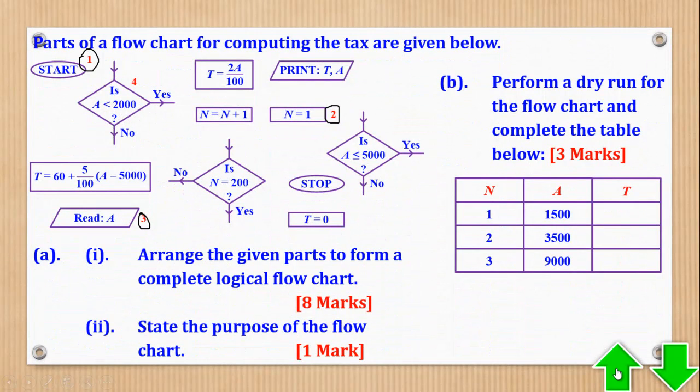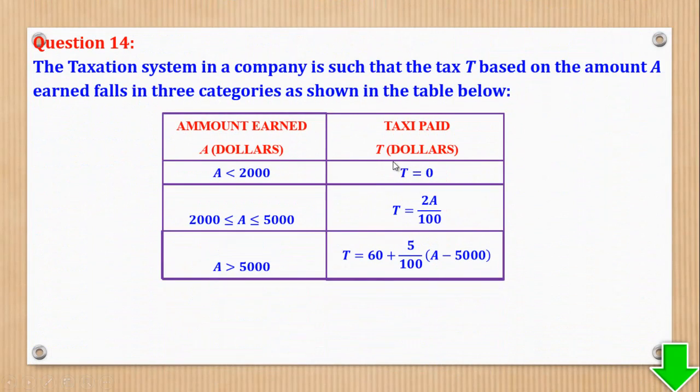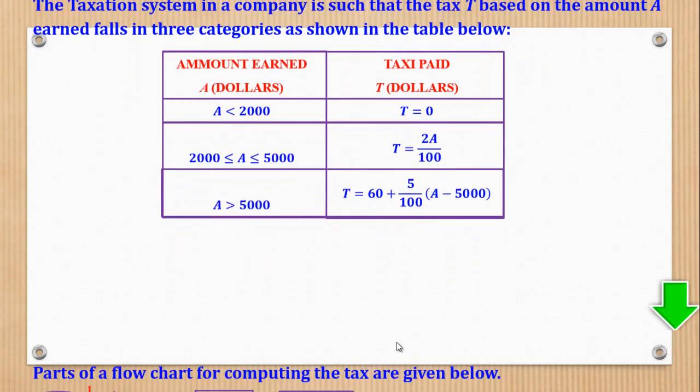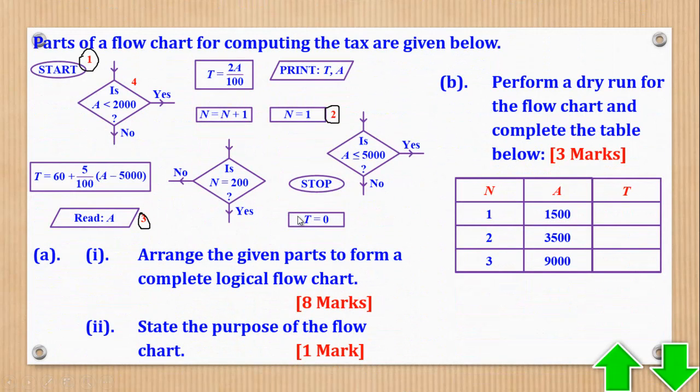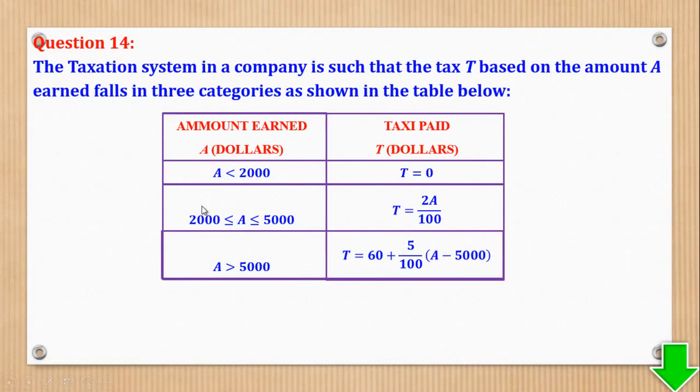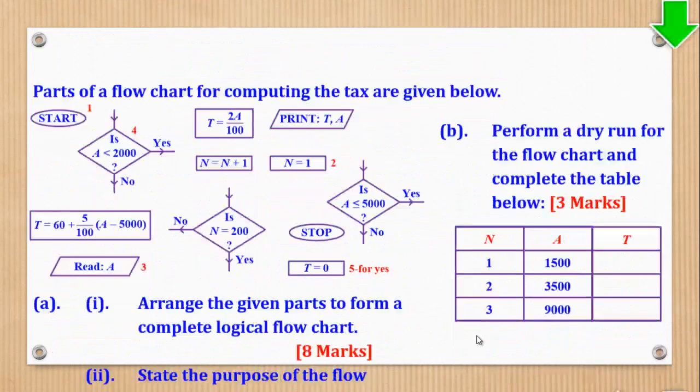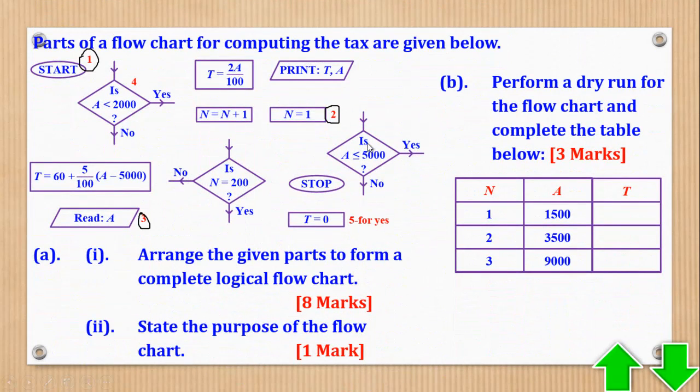Now, if it is below, it means you have to compute tax using this t equal to 0. So we are going to look for t equal to 0, which is this, and that will be 5 for yes. What about if no? If it is not, we shall go to the next. Is A between from this to this? So we're going to look for that decision. And the decision is here. So this is 5 for no.